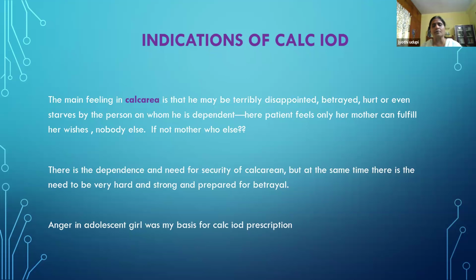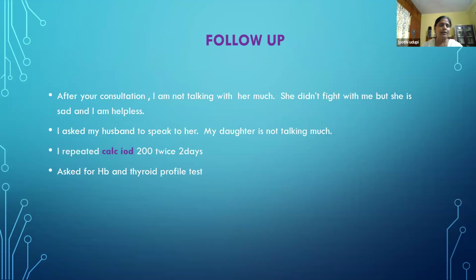Anger in an adolescent girl was my basis for the Calcarea iod prescription. Follow up after your consultation. I am talking with her much. Mother told, because I told mother also, she is undergoing some problem, so you be a little patient. Just listen. They need an ear to hear. So she didn't fight with me, but she is sad and I am helpless. She is sad because I am not taking her to malls. I asked my husband to speak to her. My daughter is not talking to father at all.